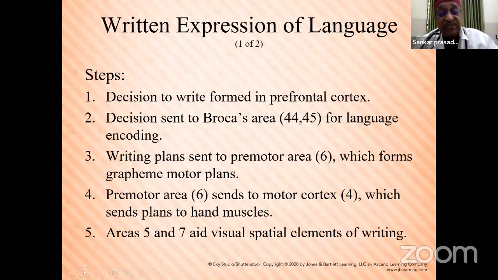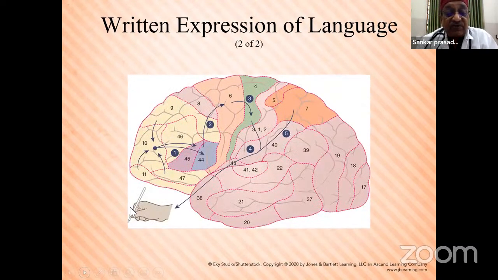So you can see it's all network connected. Any disruption in the network can damage this. And you can see the network of writing, how the writing is done: the prefrontal cortex to Broca's area, where encoding of syntax, etc., is taking place, goes to the premotor area and precentral cortex, and from this to the postcentral area and sensory areas 5 and 7, which will finally help in writing. So you can see the network.